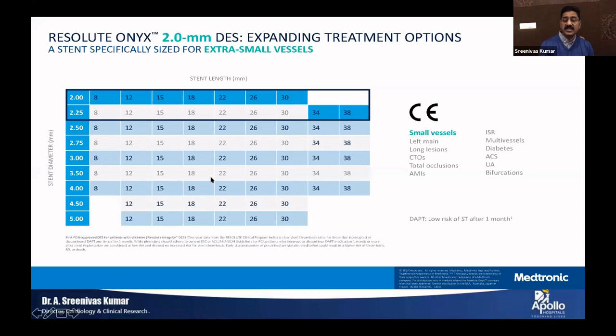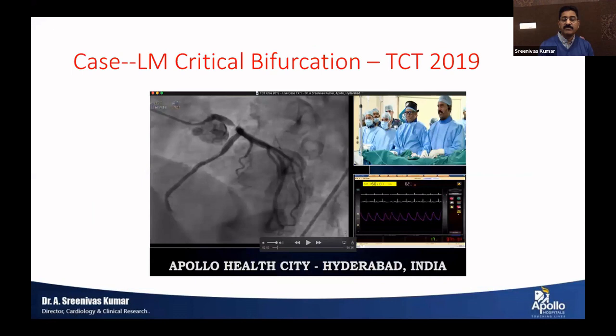And that's how the 2.25 stents were made available, first in the Onyx platform, then later on it also came in the Zynes platform. And various Indian companies also do have that.